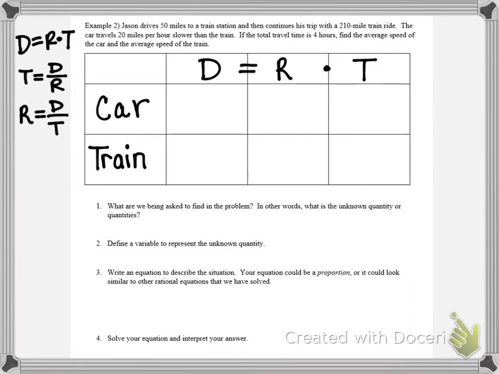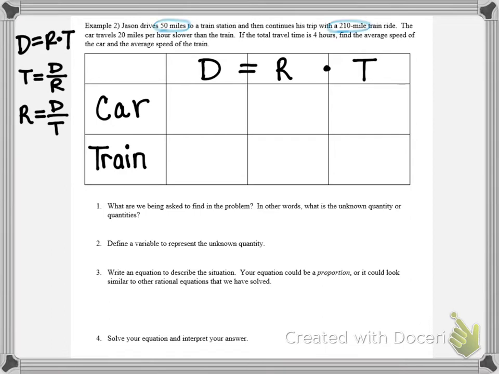Okay, I want to add some other labels to our table. We basically have two modes of travel, a car and a train. So the first row is going to be for all the information for the car, and the second row, I'm going to include all the information for the train. Now let's start highlighting all of our info.